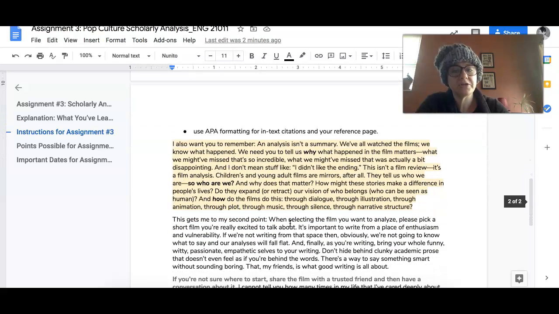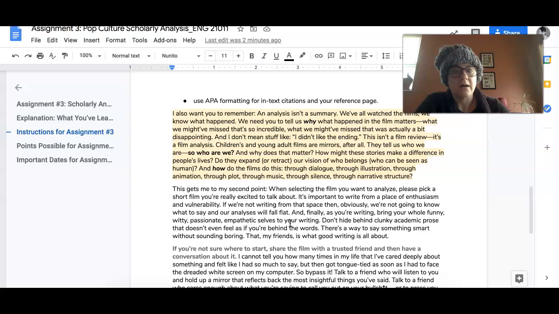Now, I want you to pay attention to the passage here in the assignment that I've highlighted. What I want you to keep in mind is that an analysis is not a summary. So when you're writing this, I want you to pretend or to assume that your peer has already watched this film, but maybe they're a little fuzzy on it, okay? So you're not supposed to be just summarizing what happened. That's actually not an analysis.